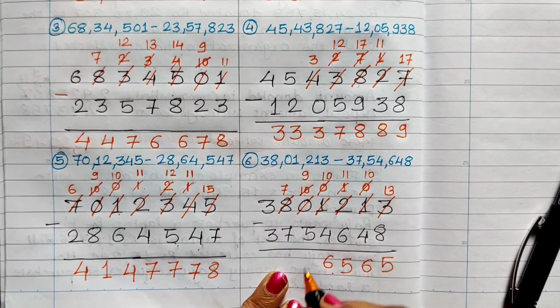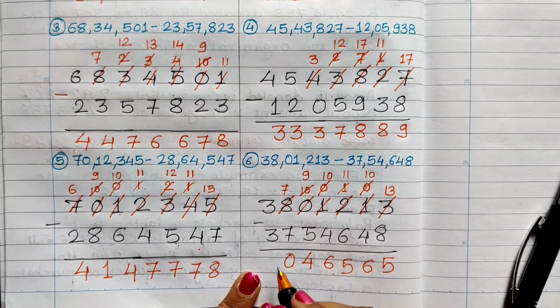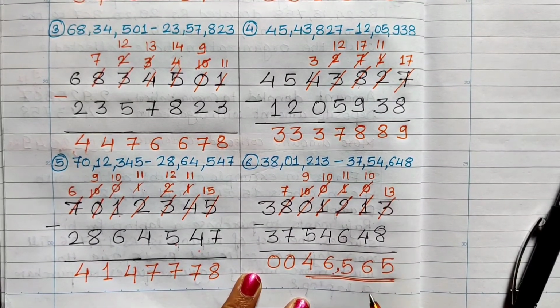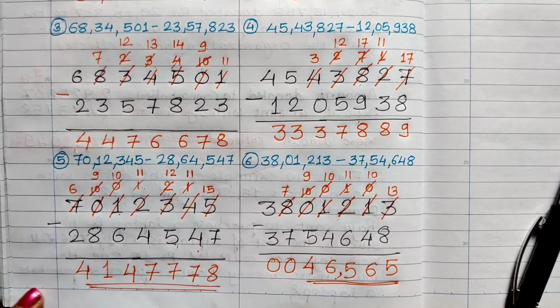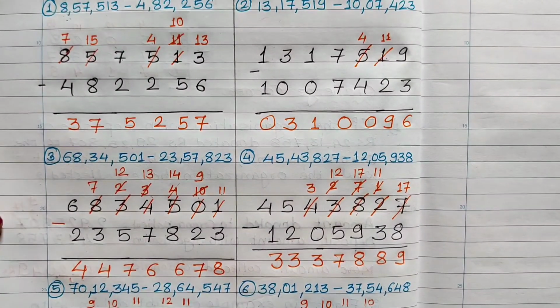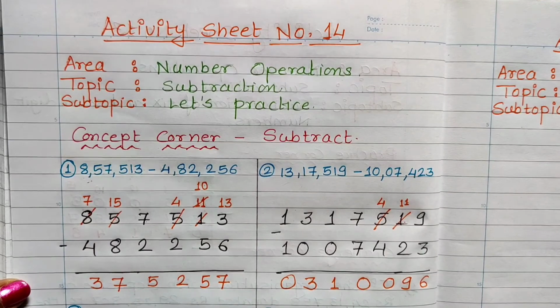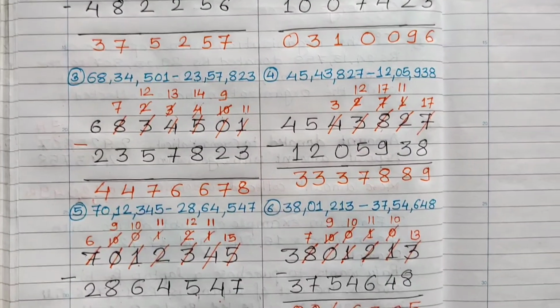9 minus 5 is 4. 7 minus 7 is 0. 3 minus 3 is 0. Answer is 46,565. In this way you can underline the answers and complete this practice questions from activity sheet number 14. So in this way we have completed activity sheet number 12, 13 and 14 in this video.